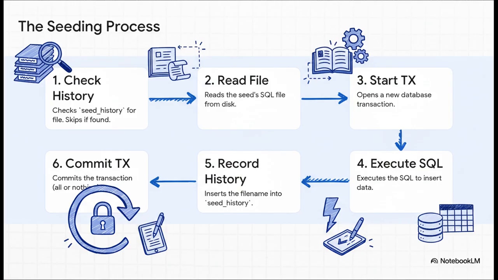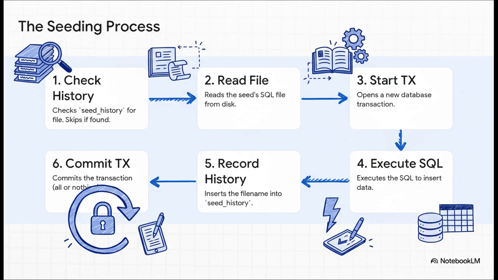So for every single seed file, the system first checks that seed history table. Is the file name in there? If yes, great. It just skips it and moves on. If not, then it kicks things off. It starts a database transaction, runs the SQL to insert the data, and then, and this part is absolutely critical, it inserts the file name into the seed history table inside that very same transaction.